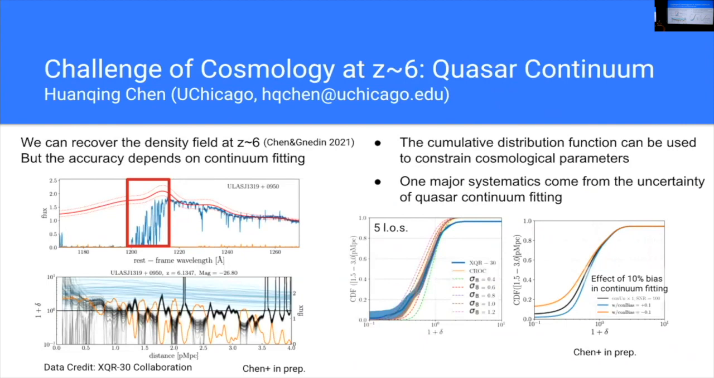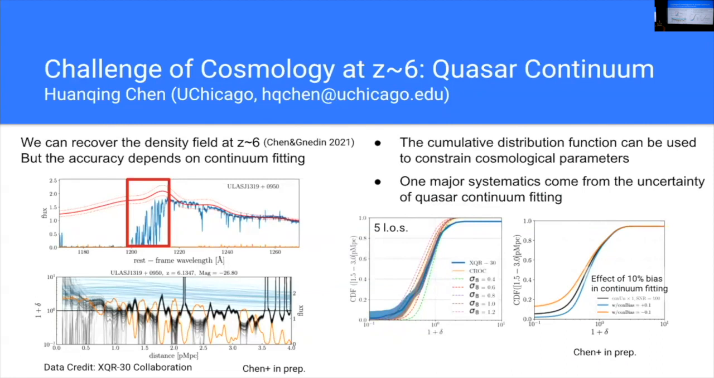Okay. Hi, I'm Hongqin Chen from University of Chicago. I mostly work on simulating the cosmic reionization, especially the quasar proximity zones. And today I'd like to talk about a challenge in the field of reionization, which is how to accurately predict the quasar continuum. This is relevant to a lot of topics of reionization, for example, measuring the Gunn-Peterson optical depth and recovering the density field.